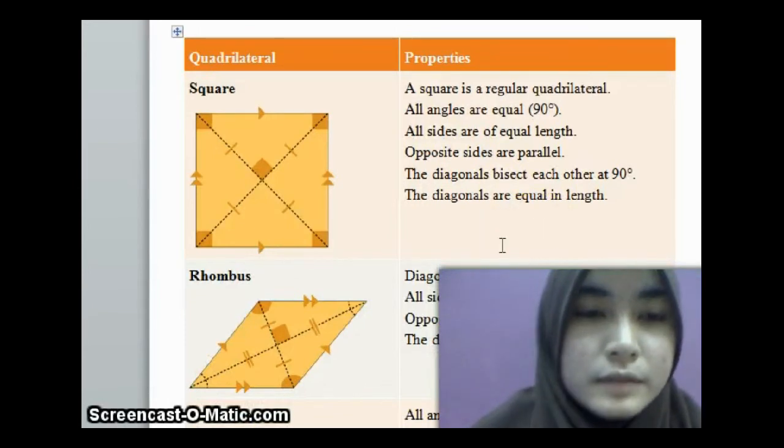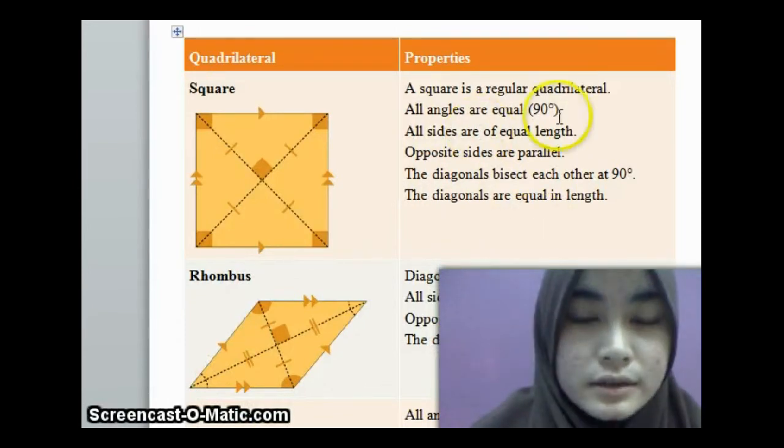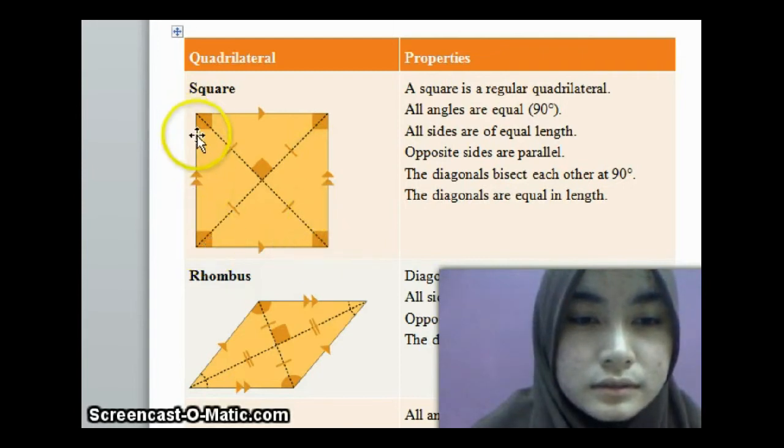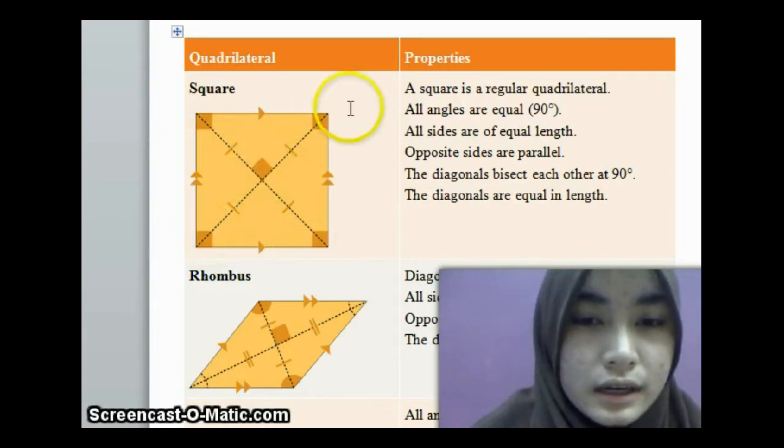Now, I will explain about the square. A square is a regular quadrilateral. All angles are equal to 90 degrees. So when we total up, it will total to 360 degrees. All sides are of equal length. Opposite sides are parallel. The diagonals bisect each other at 90 degrees, and the diagonals are equal in length.